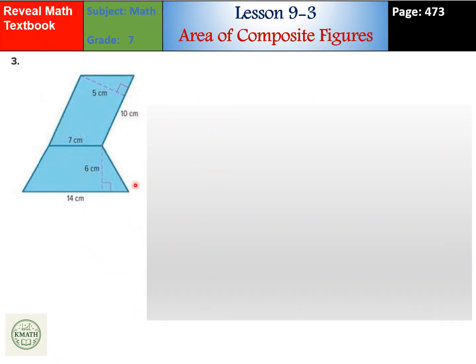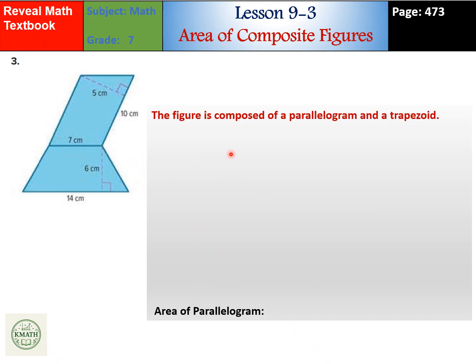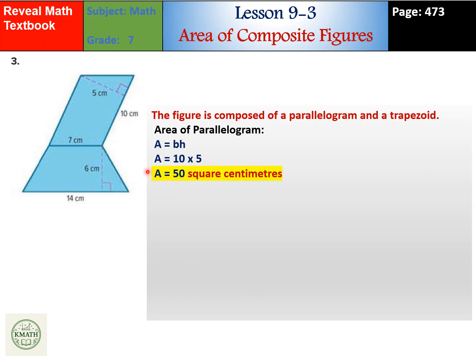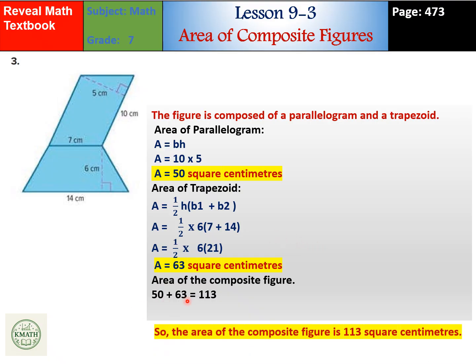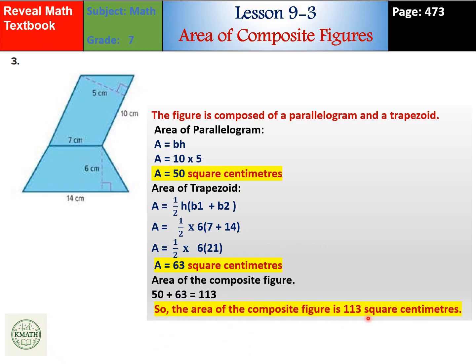It is composed of a trapezoid, that is down, and upward there is a parallelogram. So find the area of both of them. For the parallelogram it is base times height, that is 5 and 10. So that is 50 square centimeters. If you look here, it is a trapezoid. Base 1 is 7, base 2 is 14. Add the two bases, multiply by height and divide by 2. So it will give us 63 square centimeters. The last step, add 50 and 63 together. It will give you 113. So the area of the composite figure is 113 square centimeters.